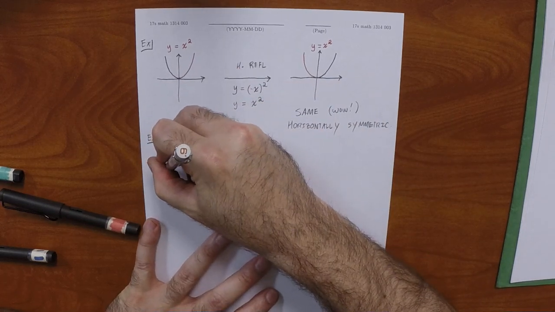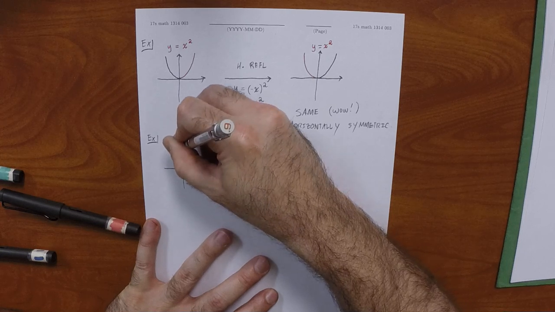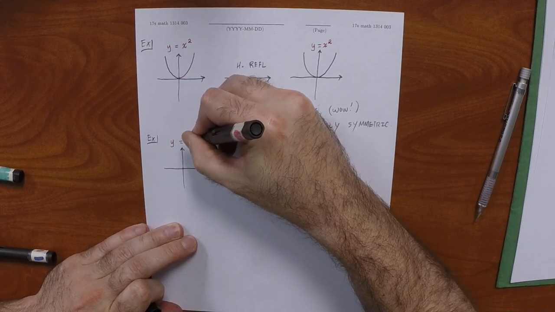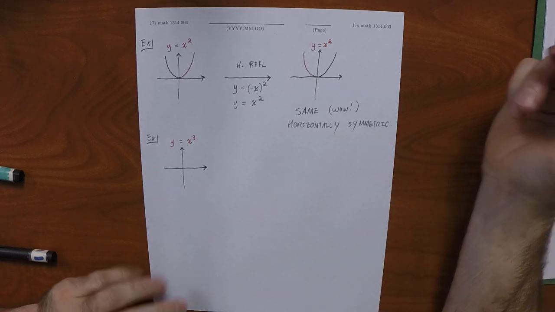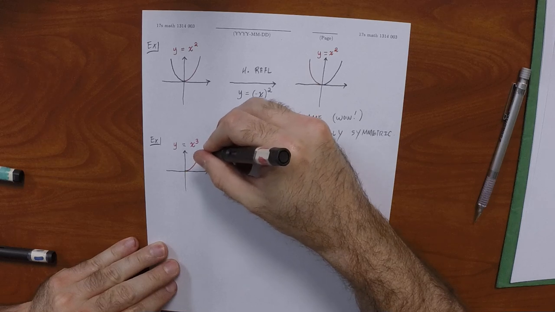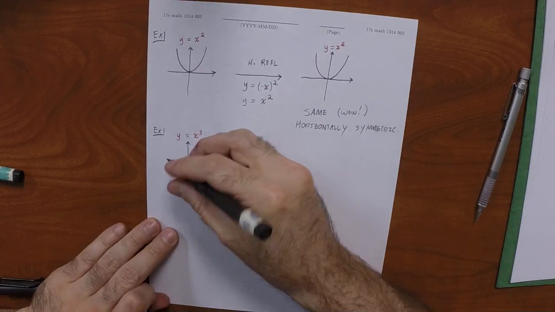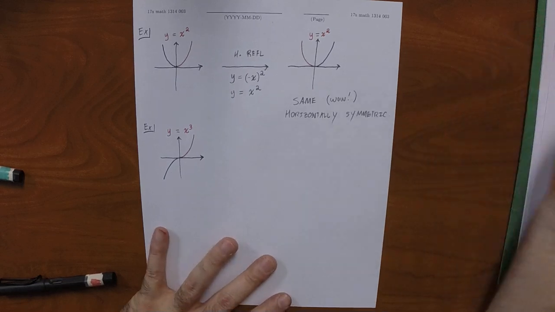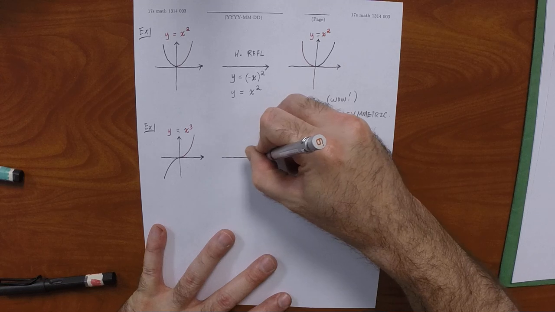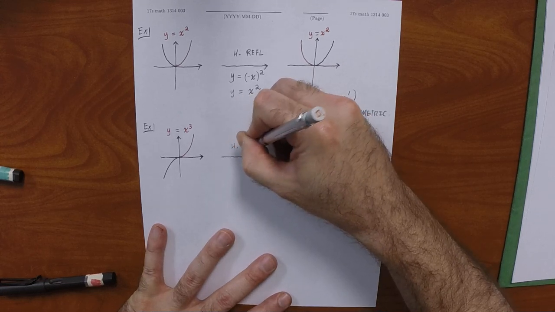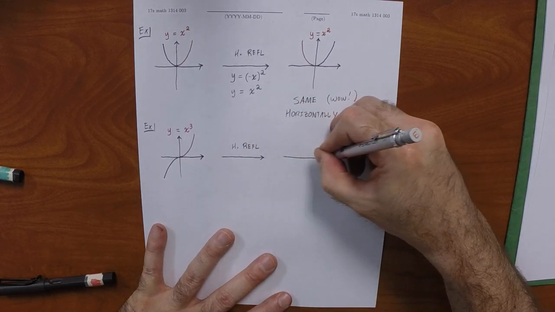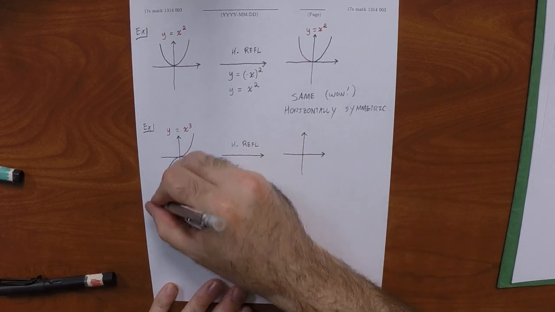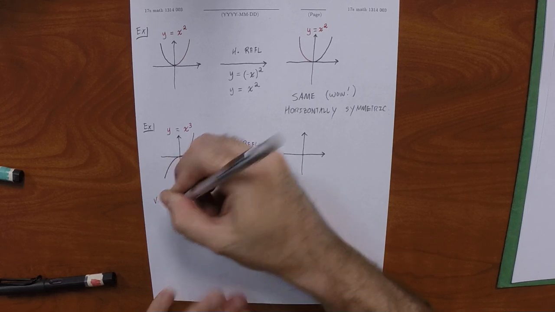This next one is a little more complicated to watch the action for. So now, let's do y is x cubed. And I'm going to draw the two arms in different colors. I'll draw the positive arm in red, and the negative arm in blue. And now we're going to do two different things. I want you to make a horizontal reflection to over here. And this way, I want you to make a vertical reflection to over here.